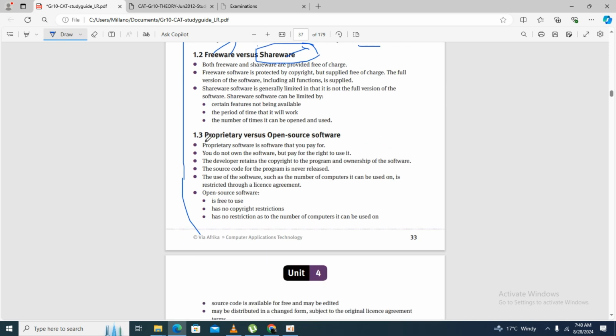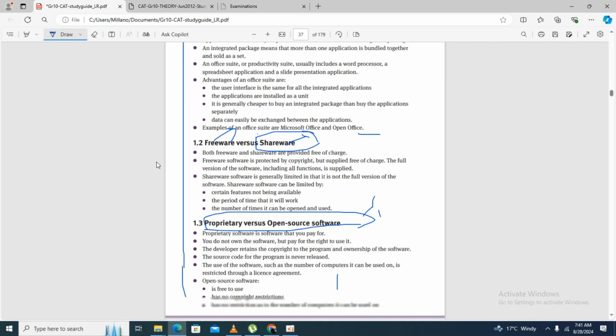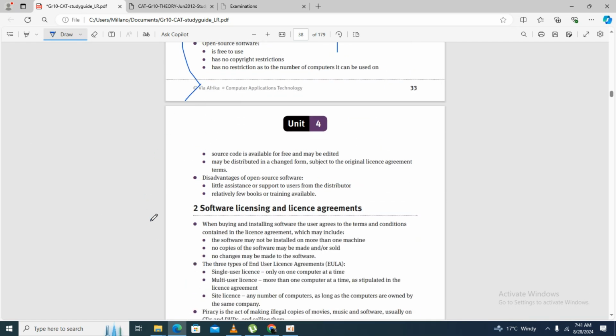Proprietary software is software for which you are required to purchase a license in order to use it, such as Microsoft Office, Microsoft Word, and so on. Microsoft Windows as well, Windows 10 and Windows 11, require you to pay for a license. You do not own the software, but you own a license to use it. That is where you will hear about the end user license agreement, and I'm sure you have gone through it by now. Make sure you go through these, they are very important.